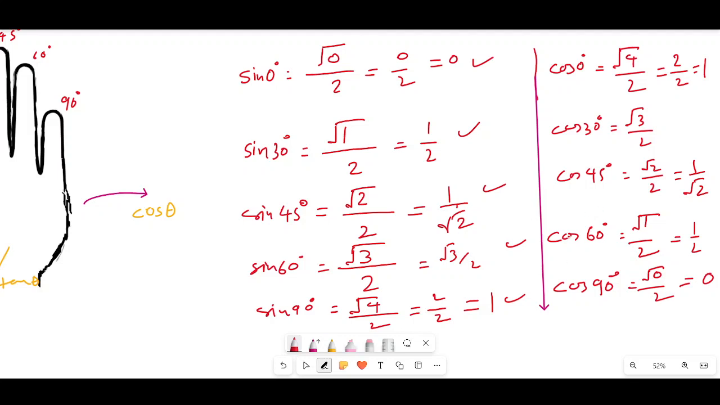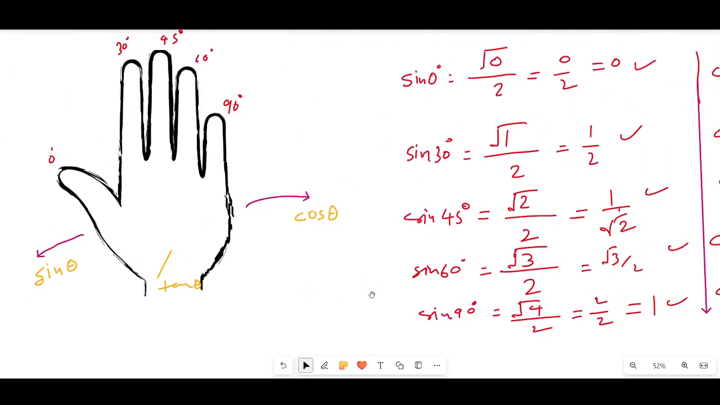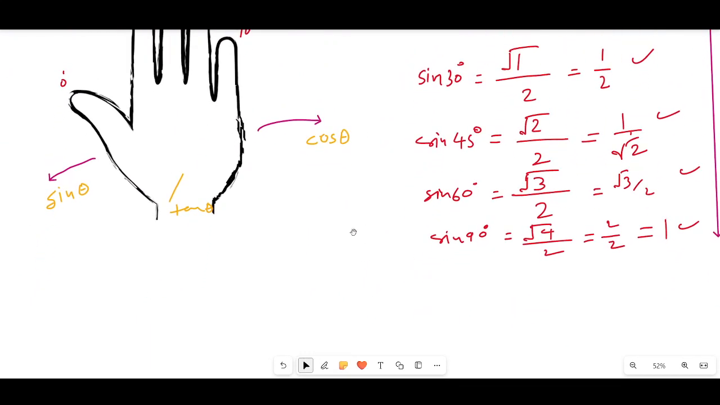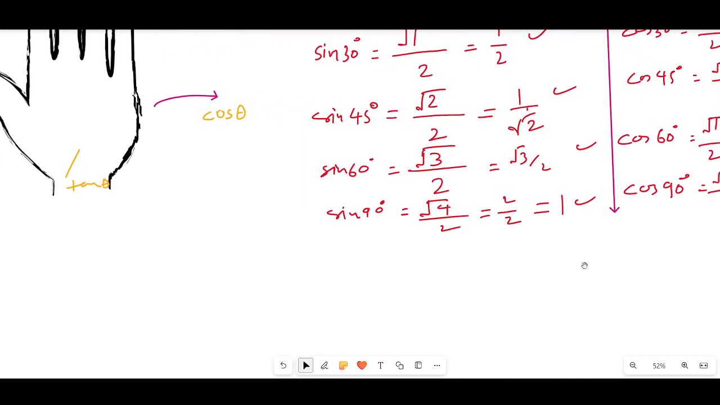In this way we can find out the angle, and we can learn in a very easy way what the value of the ratio is on the basis of the given angle. Clear? This is the basic approach to learn these values. Now we will find out the same things in another way.